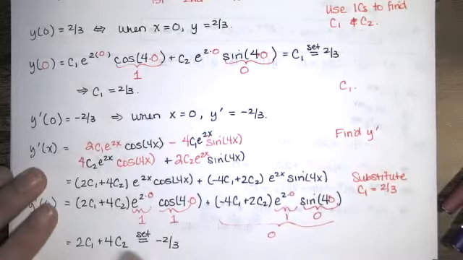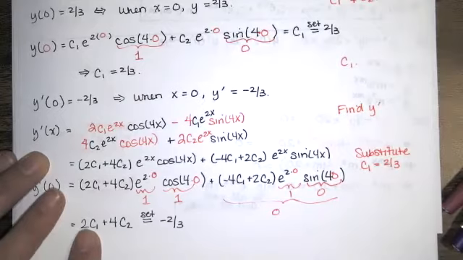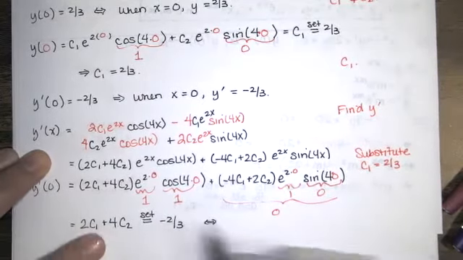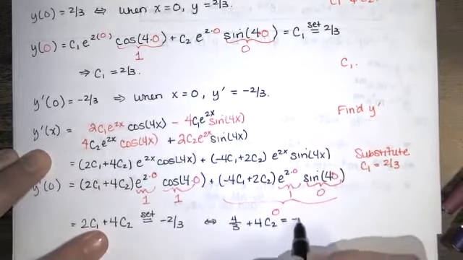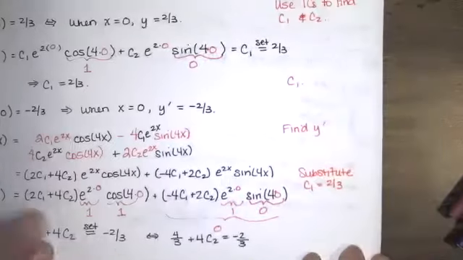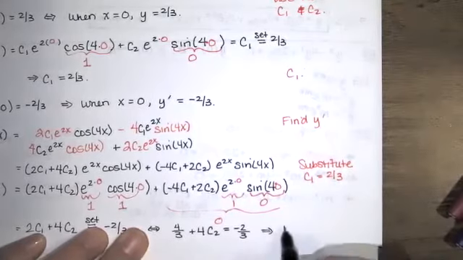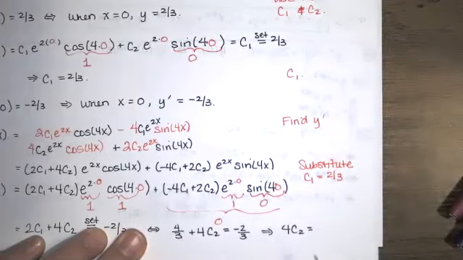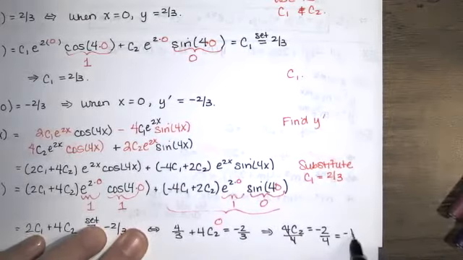And now from here, I think I'm going to substitute my C1 now. From here, I'll substitute C sub 1 as 2/3. So I've got 2/3 times 2, which is 4/3. So 4/3 plus 4 times C sub 2 equals negative 2/3. Then we want to subtract that 4/3 from both sides. So you've got 4C sub 2 equals negative 2/3 minus 4/3, which is negative 6/3, which is negative 2. And then you want to divide both sides by 4. So you get negative 1/2.